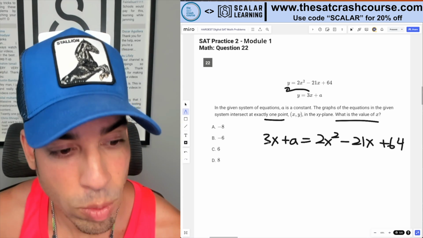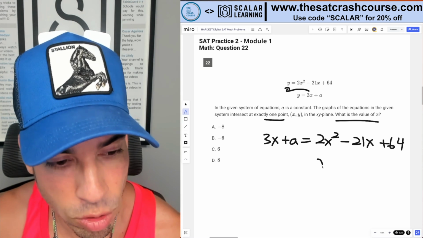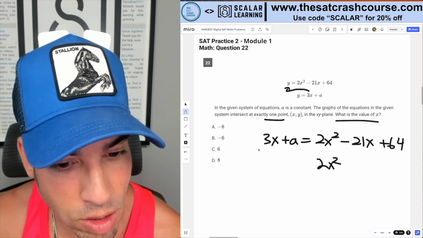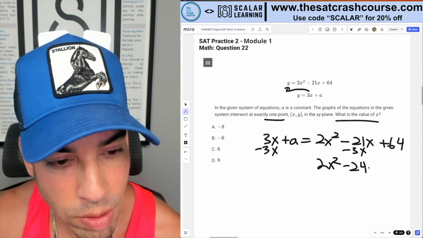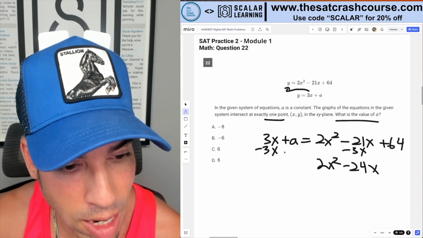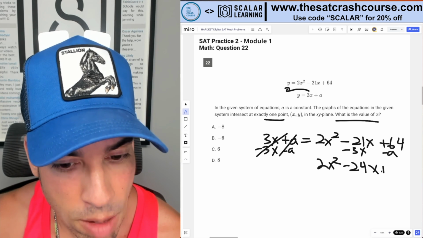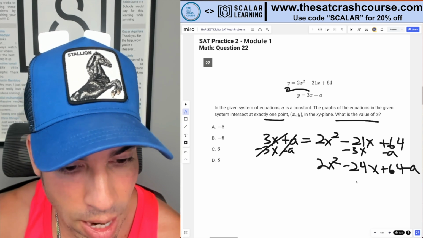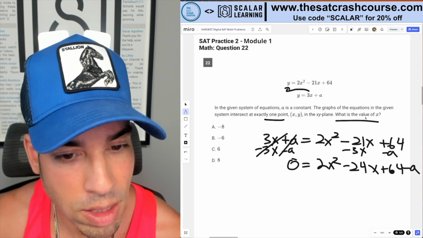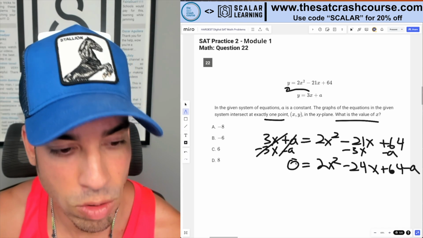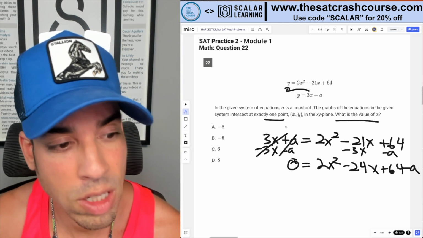Now that we get to this point, we're going to do our traditional steps, meaning we're going to set everything equal to 0. So we got 2x squared. I'm going to minus 3x from both sides like so. That's going to give me negative 24x, and I'm going to minus a from both sides like so, right? We've got plus 64 minus a, and all of this now equals 0. So we need to find the value of x for the solution. But the problem is we got a in the mix. I don't know what a is still, but here's the interesting part.